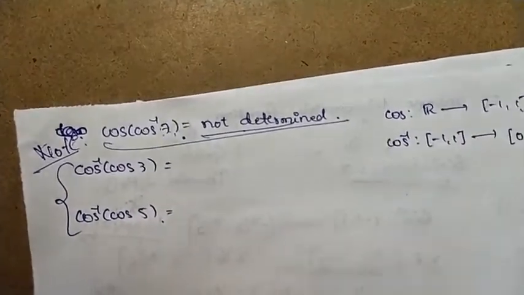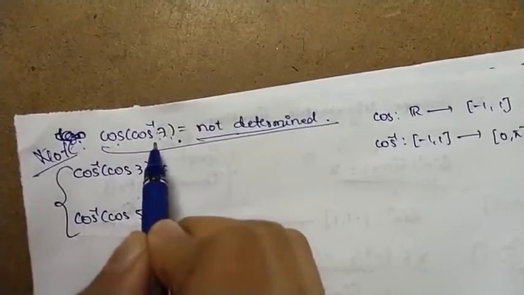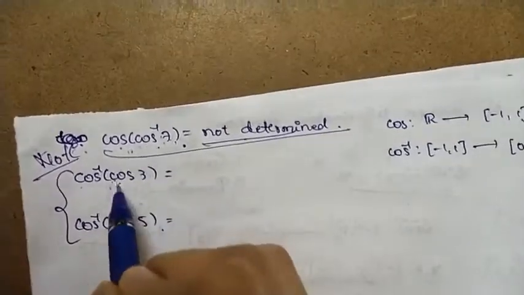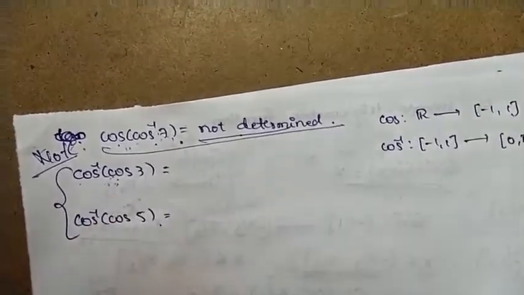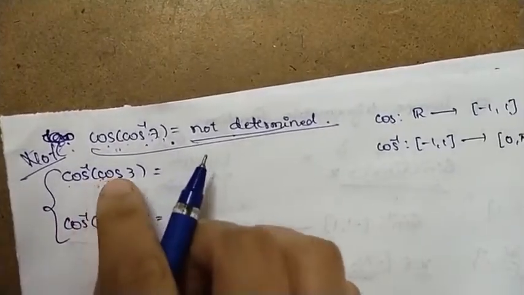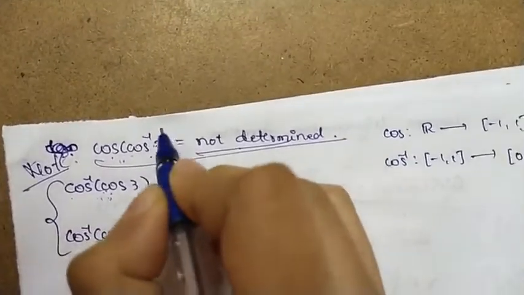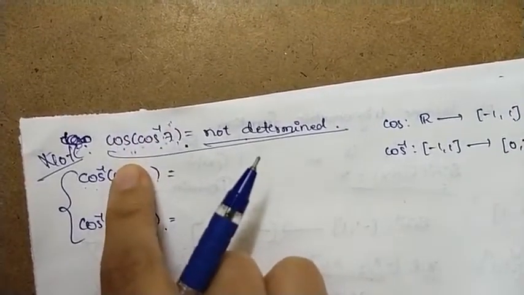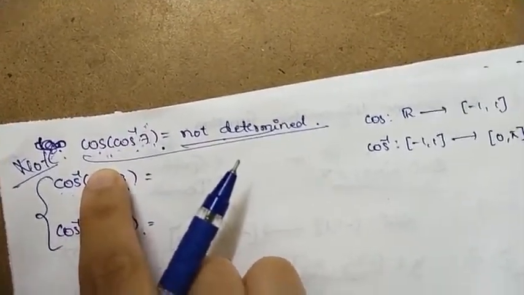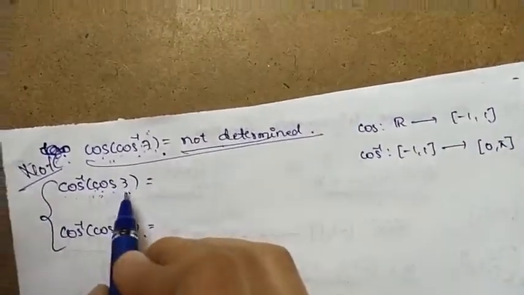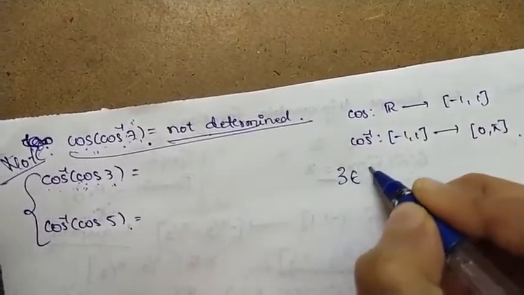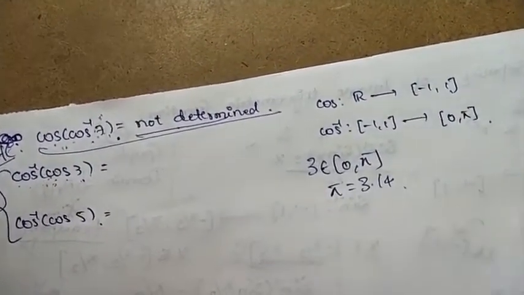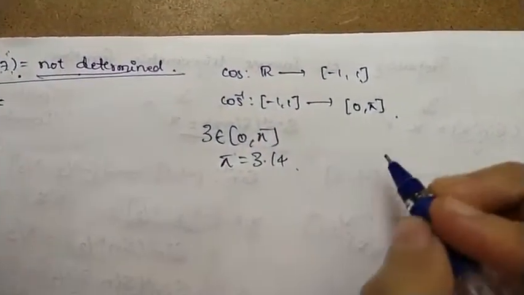But think carefully, guys. Here it was cos of cos inverse, but here it is cos inverse of cos. So both are different formats. If it comes in this format, think properly: where does x belong in both cases? So cos inverse of cos 3. What is the range of the cos inverse function? That is 0 to pi. So we have 3. Does 3 belong to 0 to pi? Yes, obviously, because what is the value of pi? It is 3.14.